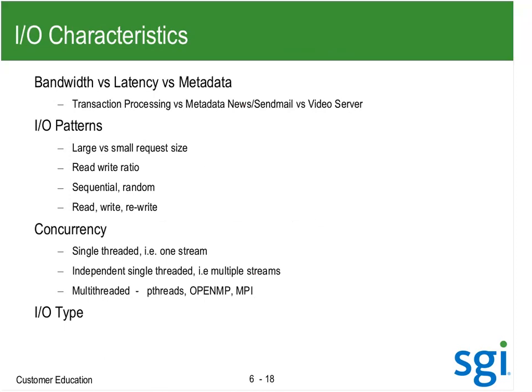So again, know my characteristics. Online transaction processing is lots of little I/O. Metadata, or sequential. So if I were to match these, bandwidth was this one over here, metadata was the news and mail server, and latency was for transaction processing.